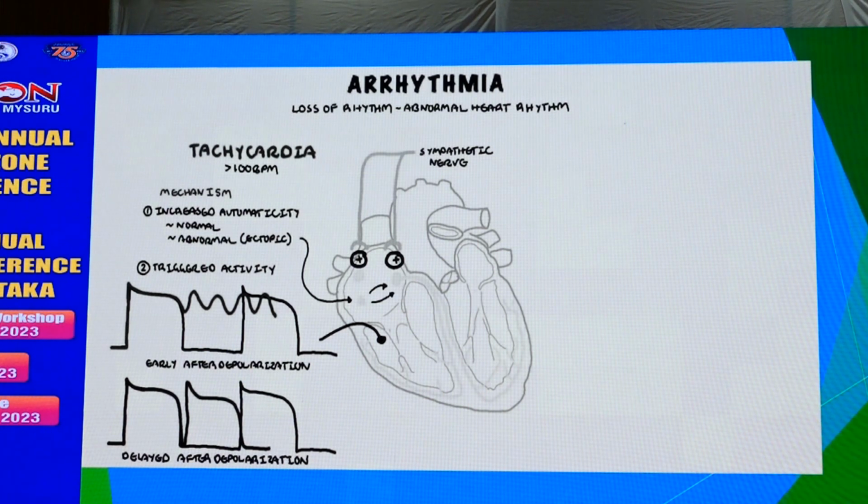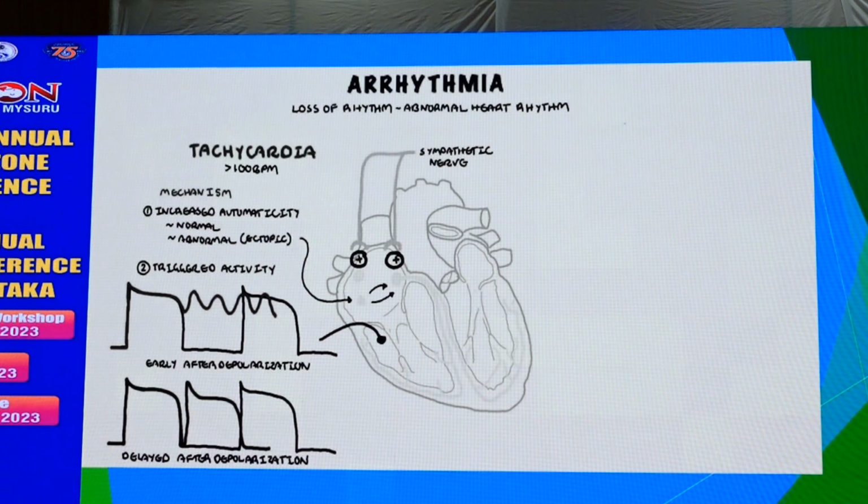Coming to the second type, delayed after depolarization. What happens here? In phase 4, it is mainly because of increased intracellular calcium. When can it happen? It can happen post-MI. There may be increased release of calcium by the sarcoplasmic reticulum. This increased calcium load in the cell reduces the negativity of the resting membrane potential, and thus may cause increased automaticity or a triggered activity. Where else can it happen? Increased sympathetic tone can also cause increased calcium load. Now you understand why you should avoid increased sympathetic tone. This is the reason.